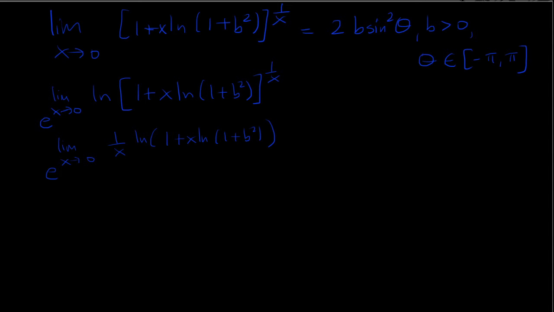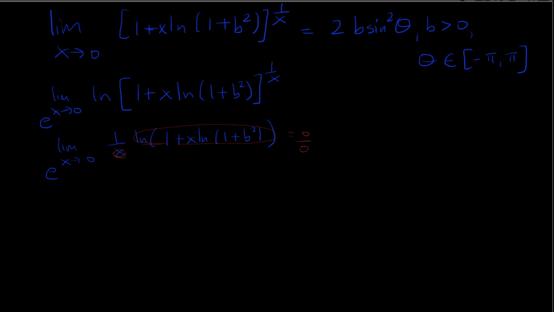And if I were to plug in x equals 0, I would get 0 over 0, right? This thing would be 0, and then this x is also 0. Okay. So I would have to use L'Hopital's rule.